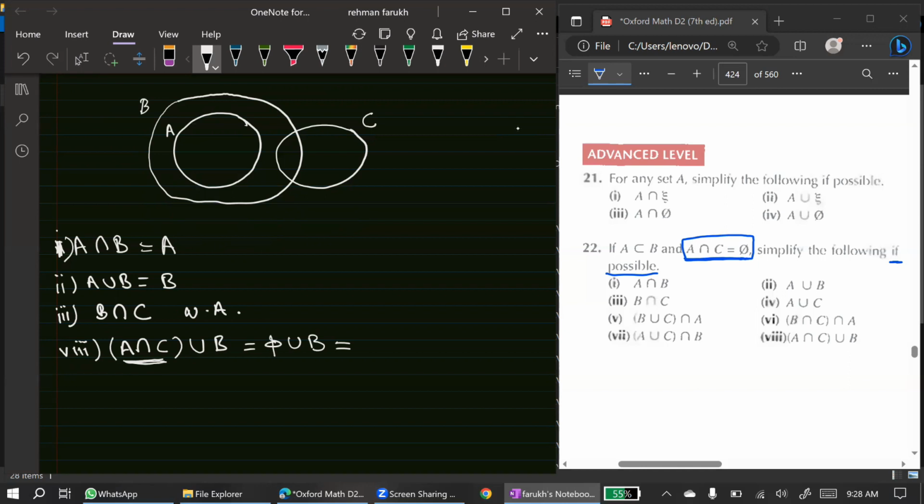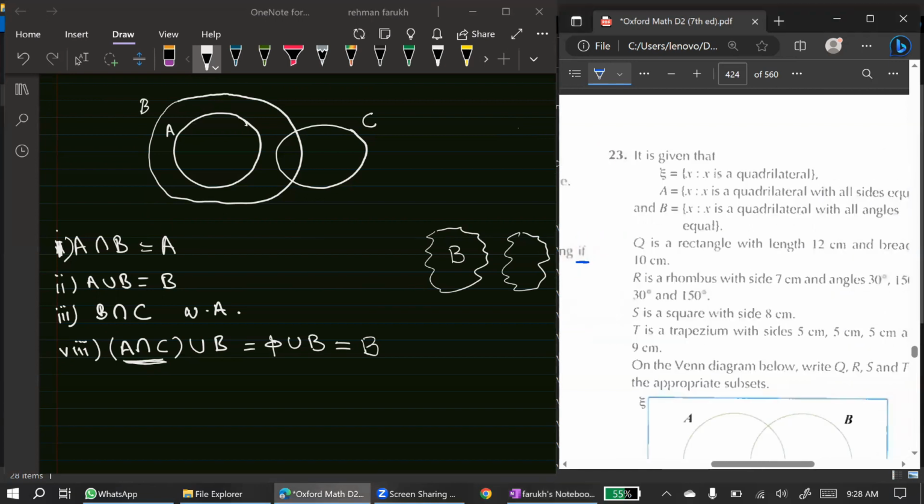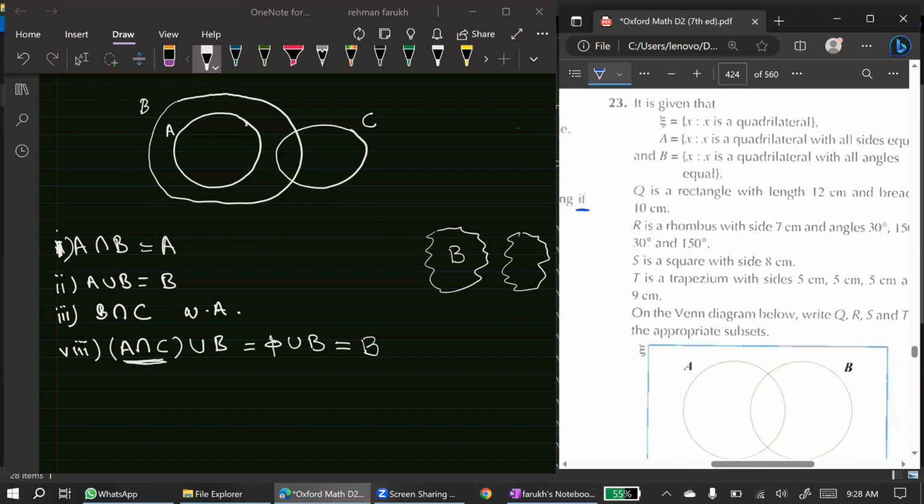look at this example. This one is a sack containing B, and this one is an empty sack. What's the union of these two? When we unite these two sacks, what should be the final answer? Set B. Shabash. Now we will attempt question number 23.